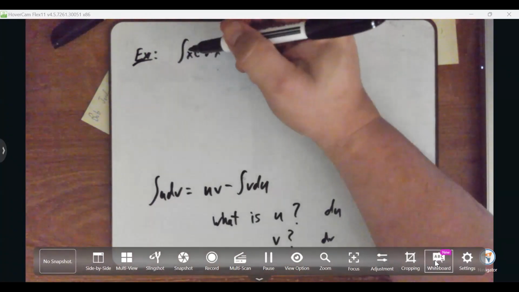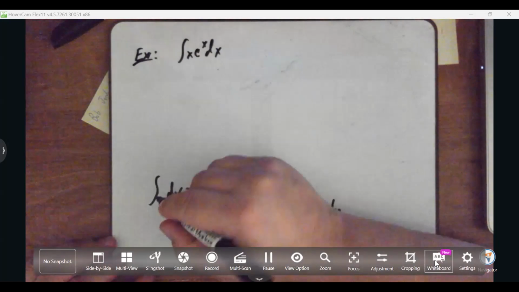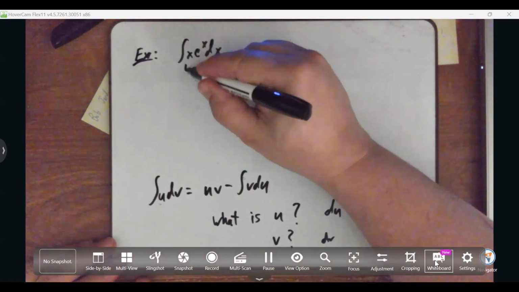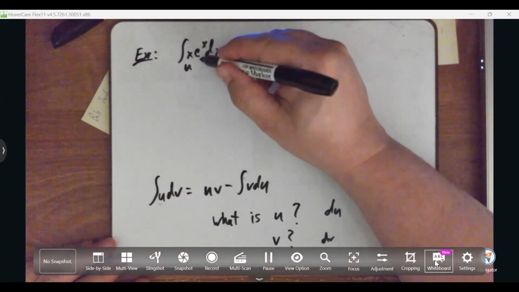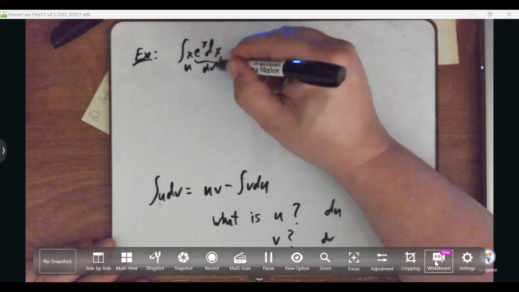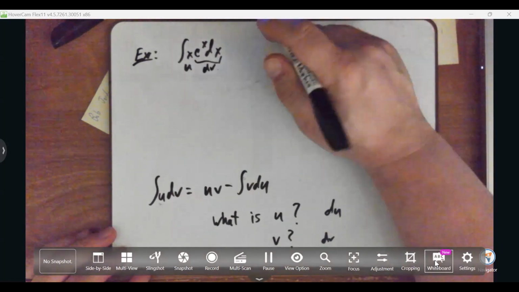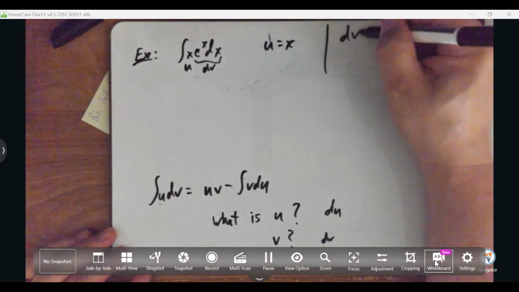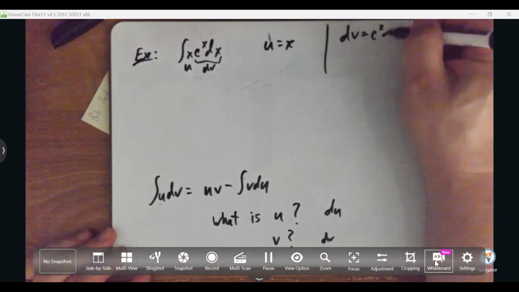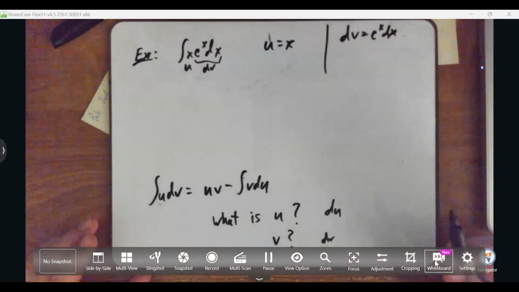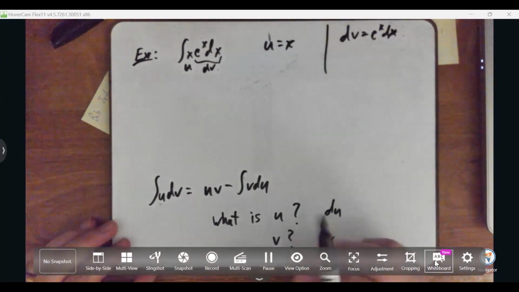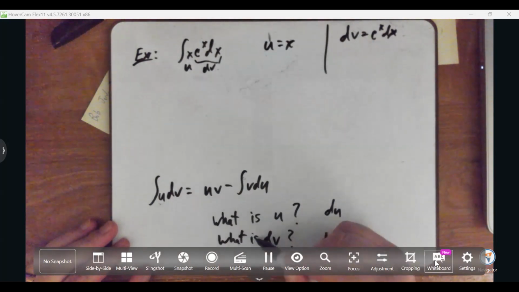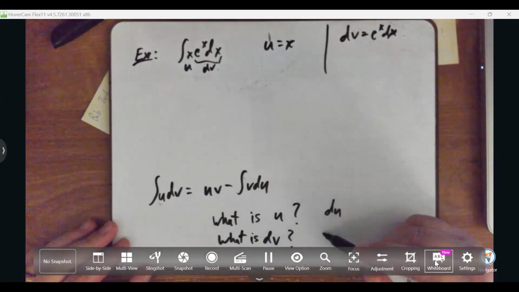And so in our formula here, we want the integral of u dv. That's what we got. So u here must be x, and that means the dv must be e to the x dx. And so we have u equals x, dv equals e to the x dx. And so now, what is u, what is dv? And then from there, what is du and what is v?